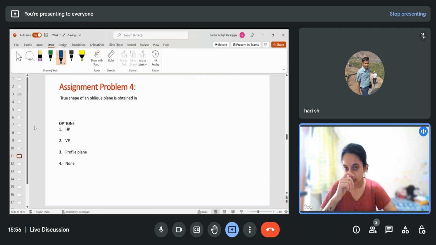So the true shape of an oblique plane is obtained in. So like in a line, we said that again the same thing. You see the true length only when it is parallel to some plane. So if the plane is at an angle with both the HP and VP, we will not see the true length in any of the projections. So the correct answer is none.